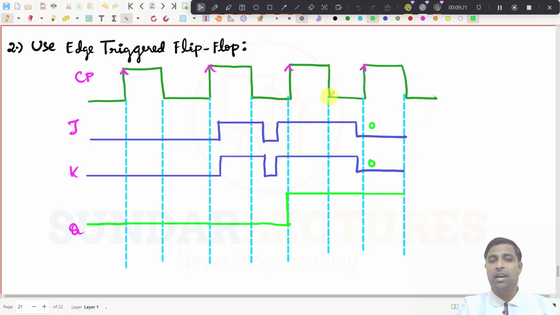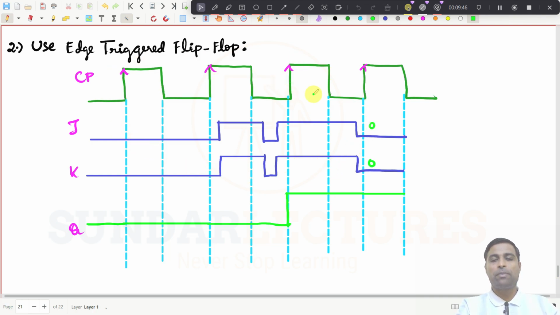So the output can be again 1. Can you understand what is happening here? Because there is no time for the flip flop to stay at J is equal to 1, K is equal to 1. Since it will check at the next positive edge of the clock, the race around condition can be eliminated.